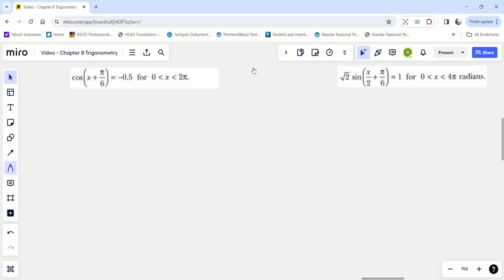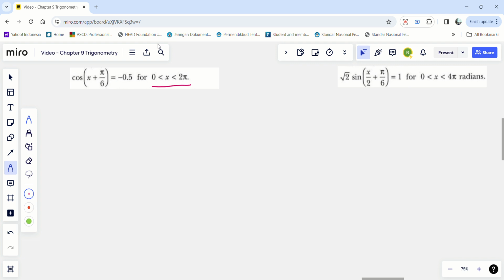Hello everyone. In this video I'll be explaining, and giving you a couple of examples of, how we solve various types of trigonometric equations. Here we are given an equation: cosine of (x plus pi on 6) equals negative 0.5, given that the domain is between 0 and 2 pi.